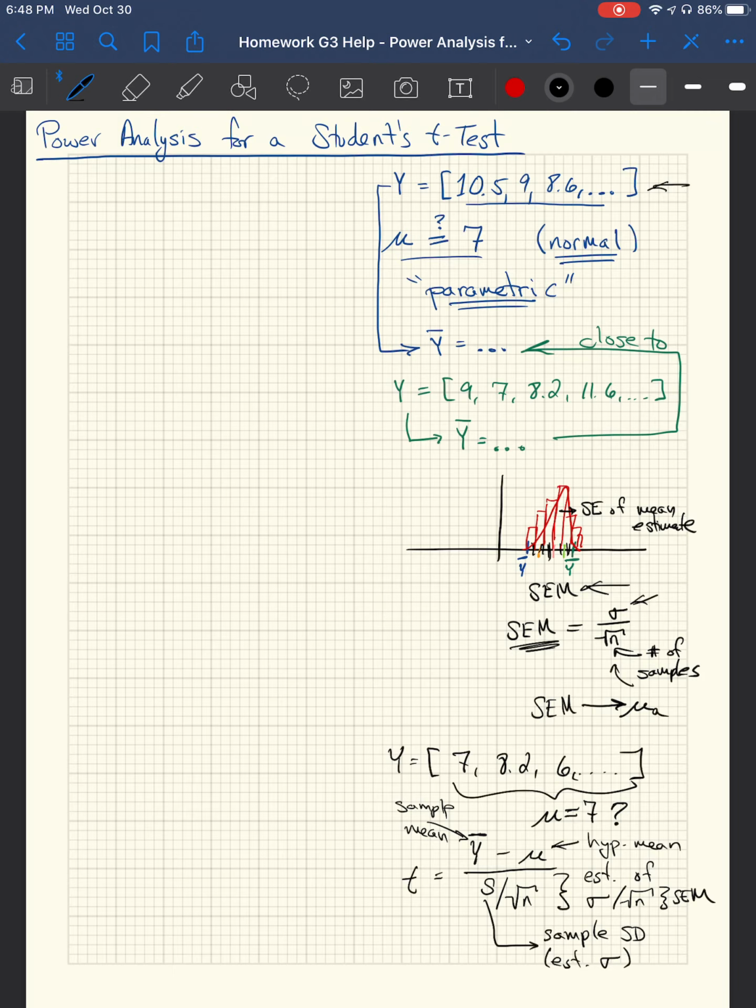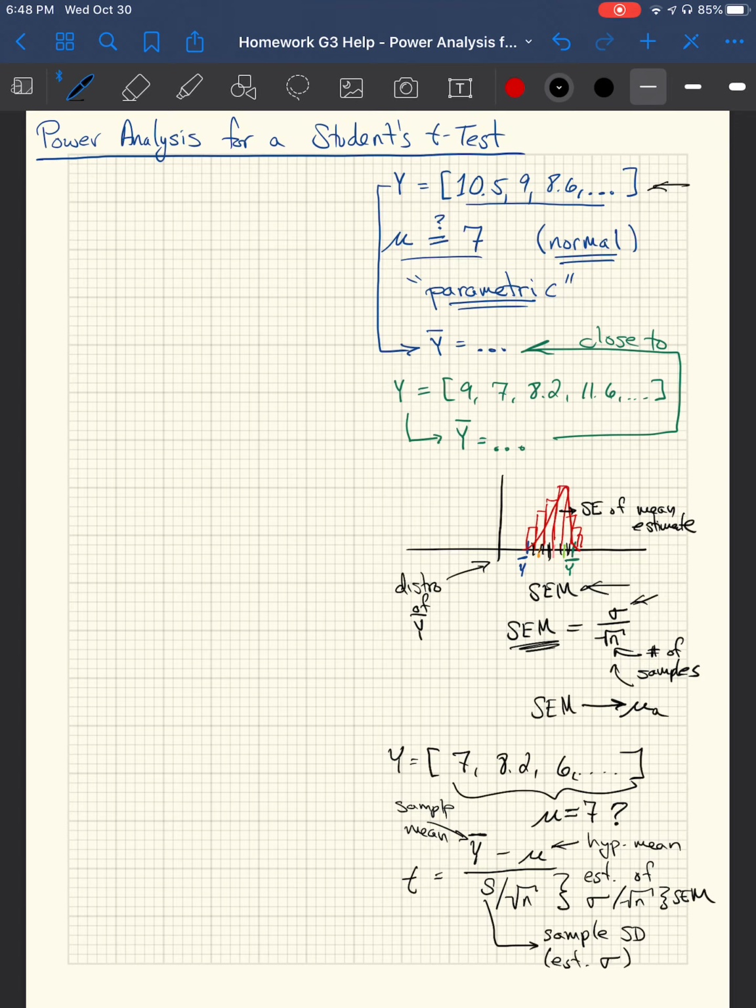Now, what we've ended up doing here is we've just basically rescaled that distribution up here. So this is a distribution of estimates, of y-bar estimates, and we've just rescaled it. We've standardized it. And so the t-statistic is sort of just a standardized version of the estimates of the mean.